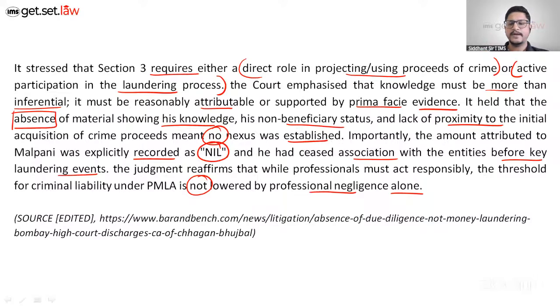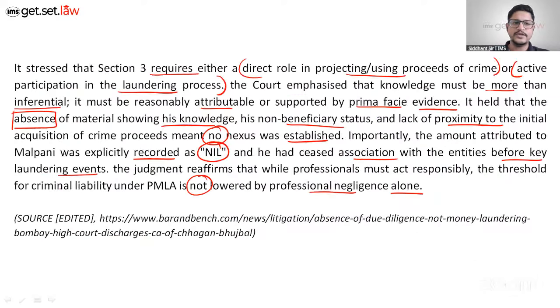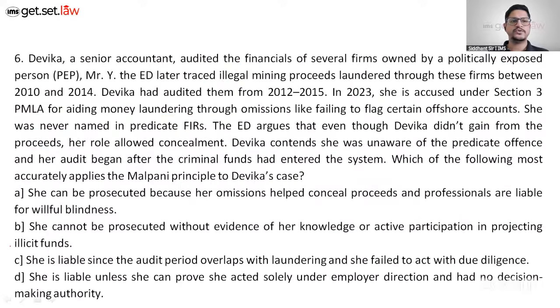Okay. Now, as I mentioned, since we have read the entire paragraph, we should have directly jumped onto the source. The source says: negligence, absence of due diligence, not money laundering. This is what has been provided as the source. This gives us a basic understanding of it. So in the exam also, you can directly go to the source and then read about the paragraph. Sorry, let's go to the question.